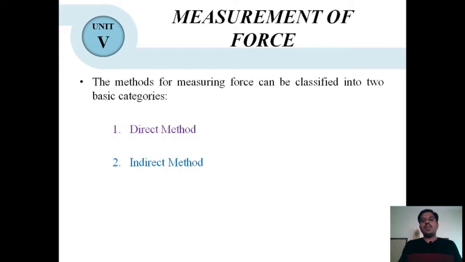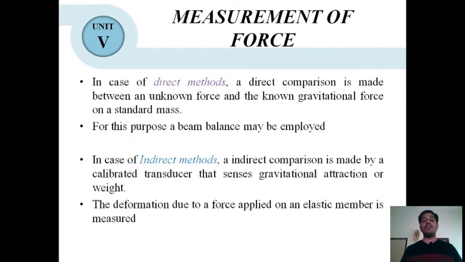So next is our methods of measurement. There are two methods of measurement of a force. One is the direct method and the second one is the indirect method. In the direct method, we will directly compare the unknown force with a known standard force which we have. So that is the direct method. In the indirect method, we will use transducers, maybe an elastic element. If we apply a force on the elastic element, there will be a deflection of the elastic element, which directly gives us the value of the force.